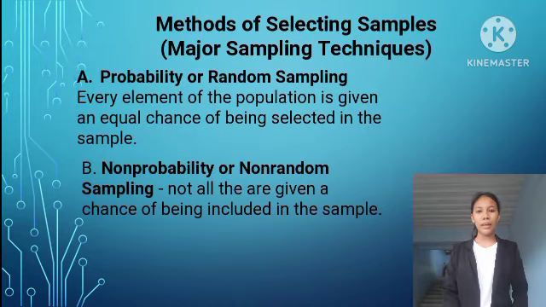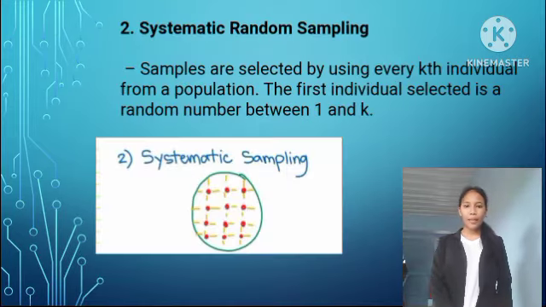Methods of selecting samples or major sampling techniques. For probability or random sampling, the population is given an equal chance of being selected in the sample. For non-probability or non-random sampling, not all are given a chance of being included in the sample. Second is systematic random sampling. Samples are selected by using every kth individual from a population. The first individual selected is a random number between 1 and k.